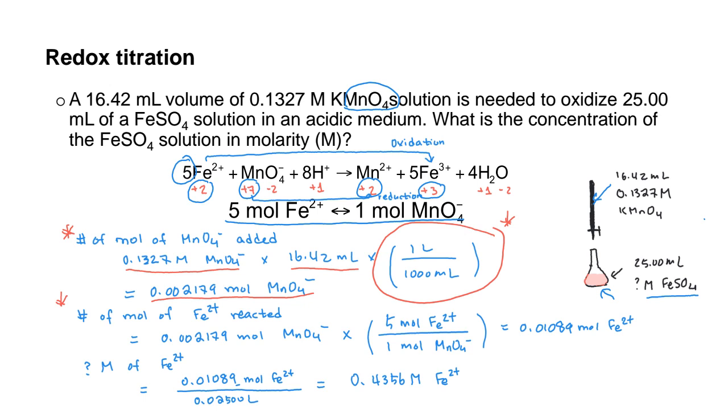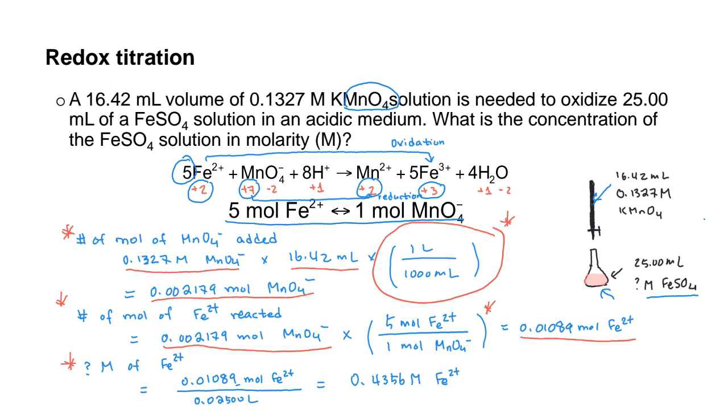Now, second step, what matters is how many moles of iron 2+ reacted with the permanganate. Now it is time to use the stoichiometric ratio, which was a 5:1 mole ratio. We start with the number of moles of permanganate, followed by the conversion factor, which is the stoichiometric ratio between Fe2+ and permanganate, 5:1. And you will get the number of moles of Fe2+, which was 0.01089 mole.